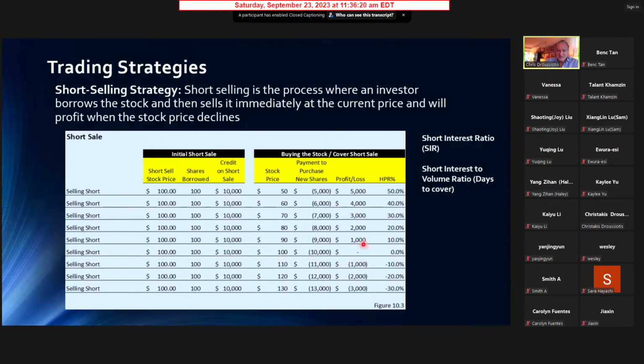So therefore you lose money. And you can see here, if the stock goes from 100 to 110, since you don't have the stock and you have to buy it, you have to go to the open market, buy the stock at 110, pay 11,000. Since you received 10,000 from short selling, you lose $1,000. And that's how short selling works. Okay.